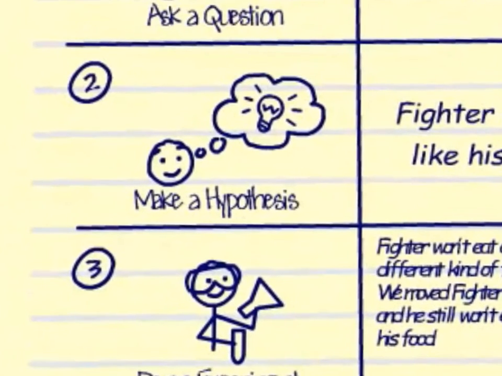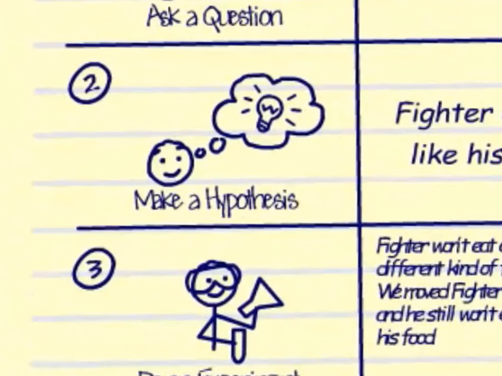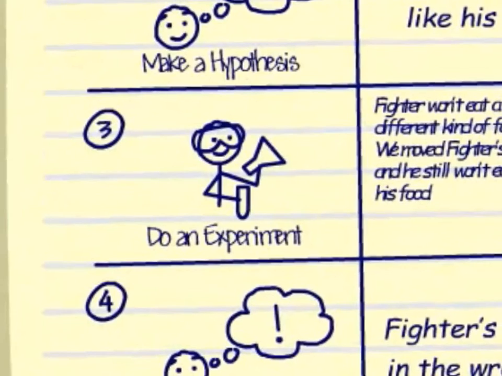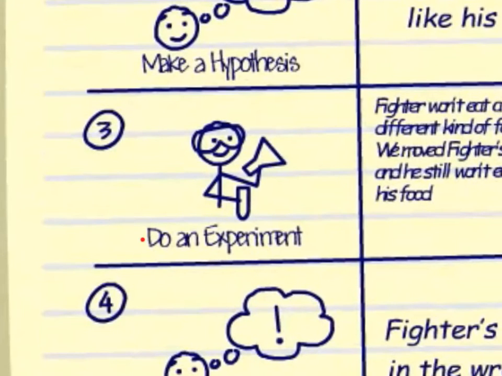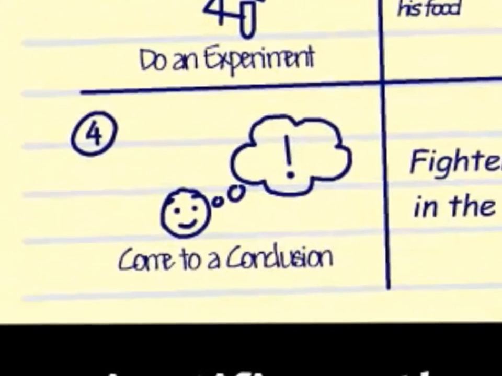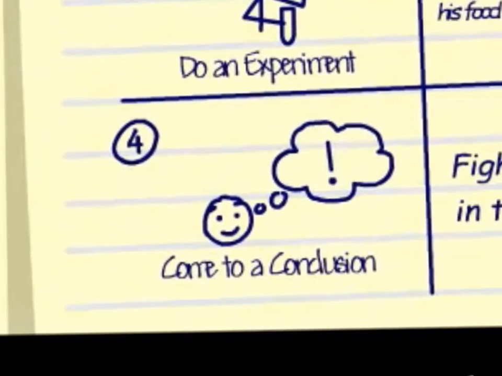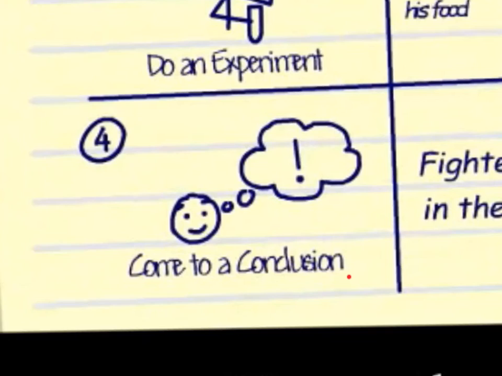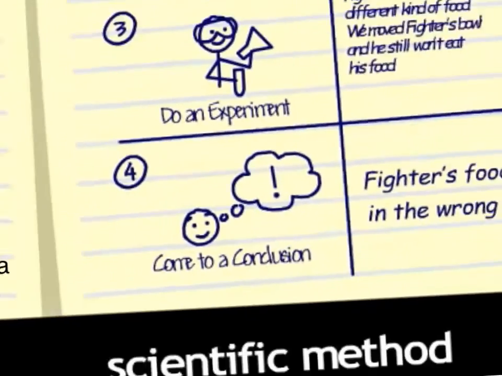Hypothesis. A hypothesis is to guess what's happening with that question. You have to test your guessing. The guessing is a hypothesis. Next step is to do an experiment. An experiment is to test. Do whatever actions are necessary to test your hypothesis. After that, we have the end to come to a conclusion. The conclusion is the end of all your hypotheses.